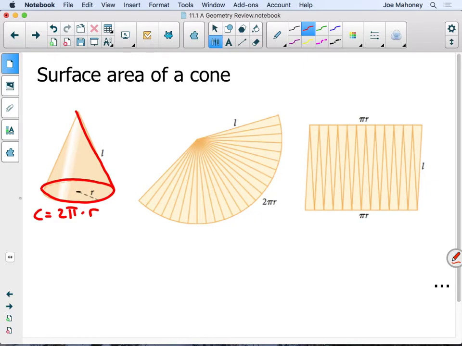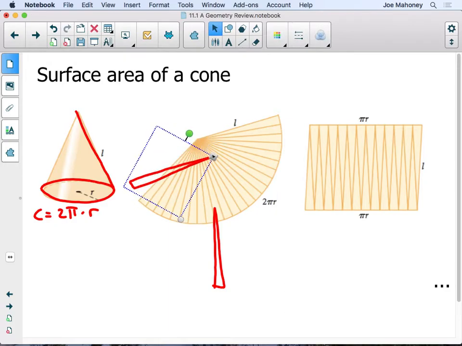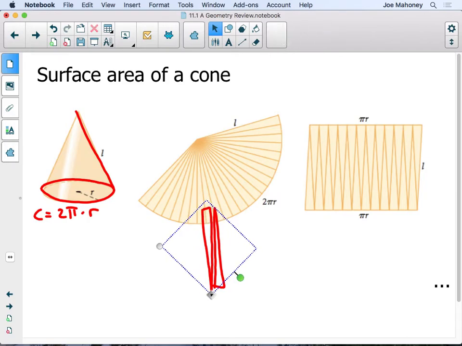But the shape that we would make is like a fan sort of shape, where L is still the slant height, and 2 pi r is the circumference of the base. And what we could do is take these little triangles here, take that triangle, I'm choosing that one, because I can pull it apart, take that one and flip it over, and put those next to each other like that. They kind of line up. There you go, there's what we're going to do.